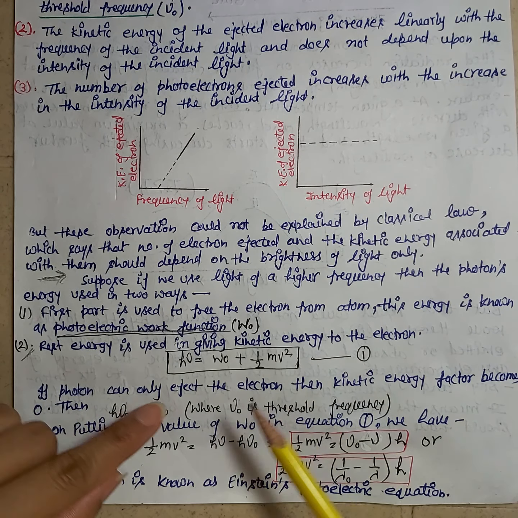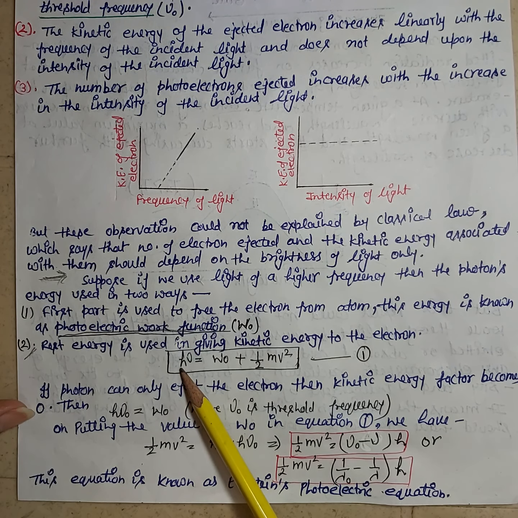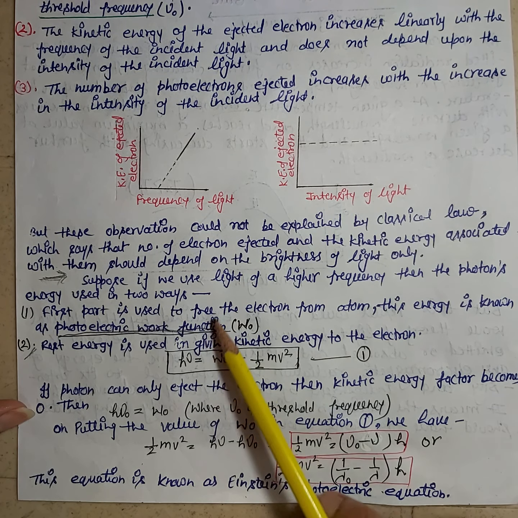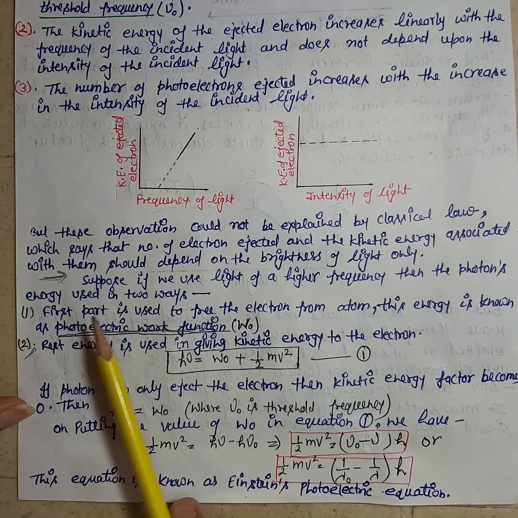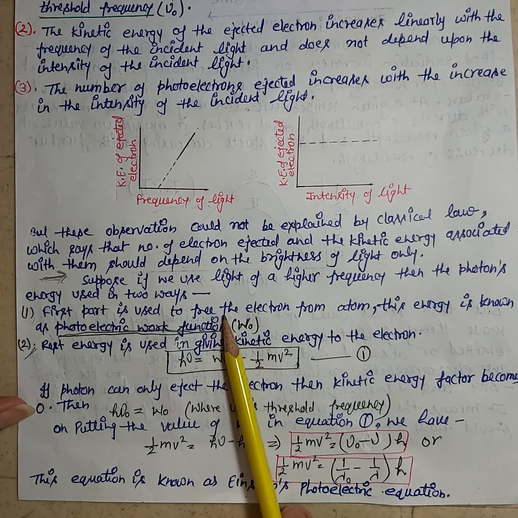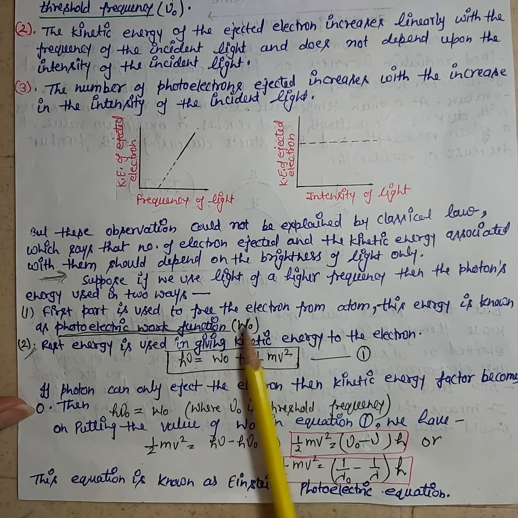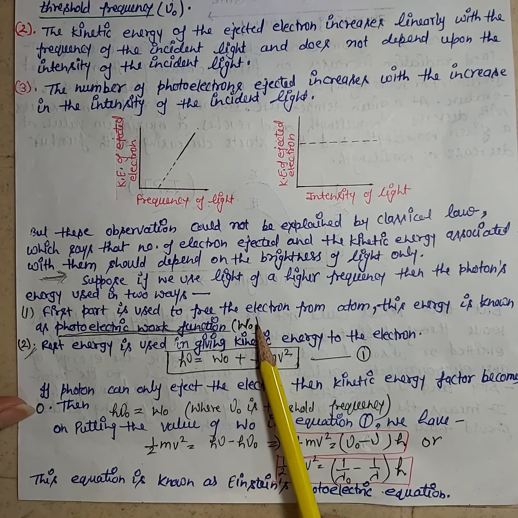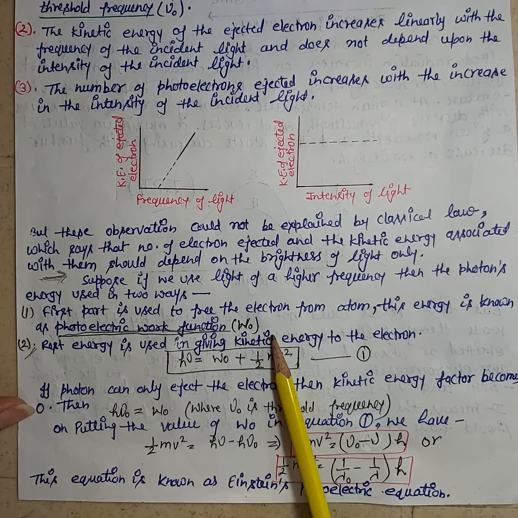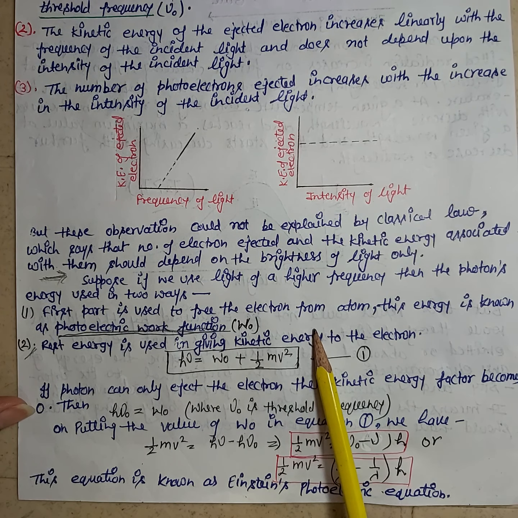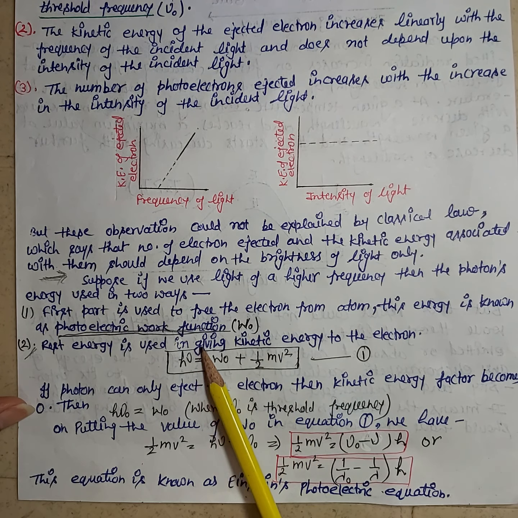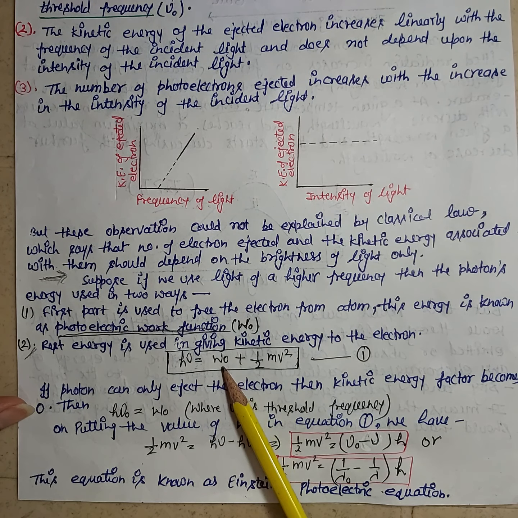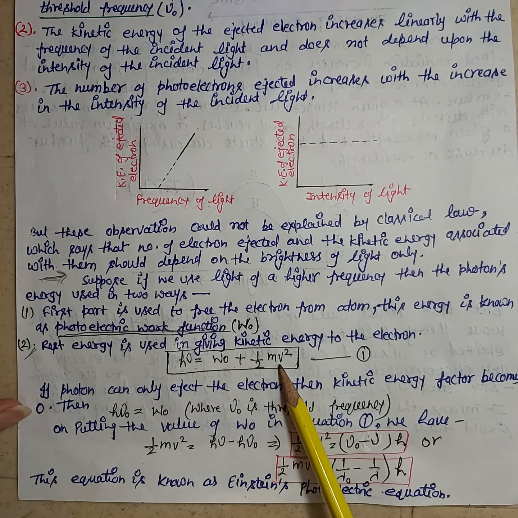In the second part, the remaining amount of energy will be used in giving kinetic energy to the electron, as I told you before. Suppose h nu is the total amount of energy of the photon. According to these two points, in the first point some amount of energy is used to free the electron. This energy is known as W naught, and the rest of the energy is used in giving kinetic energy. This energy can be denoted as 1/2 mv square. So the total energy of a photon, h nu, equals W naught, the photoelectric work function, plus half mv square, the kinetic energy of the electron.